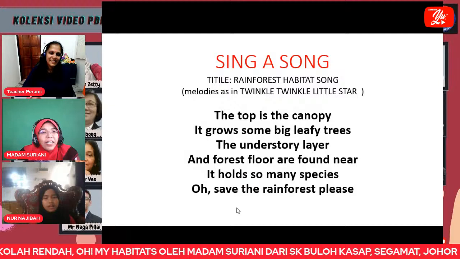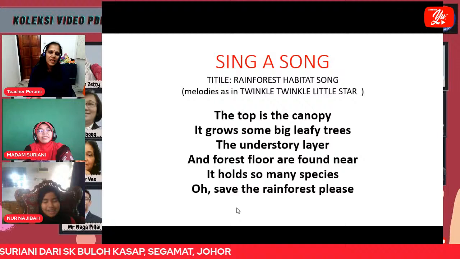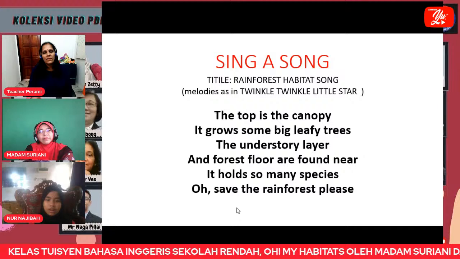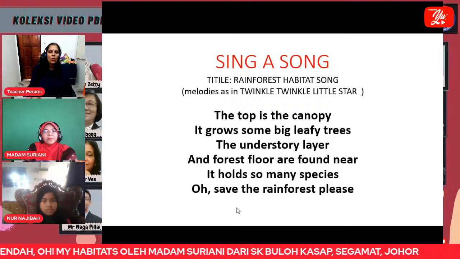1, 2, 3. The top is the canopy. It grows some big trees. The understory layer and forest floor are found there. It has so many species. Oh, save the rainforest.